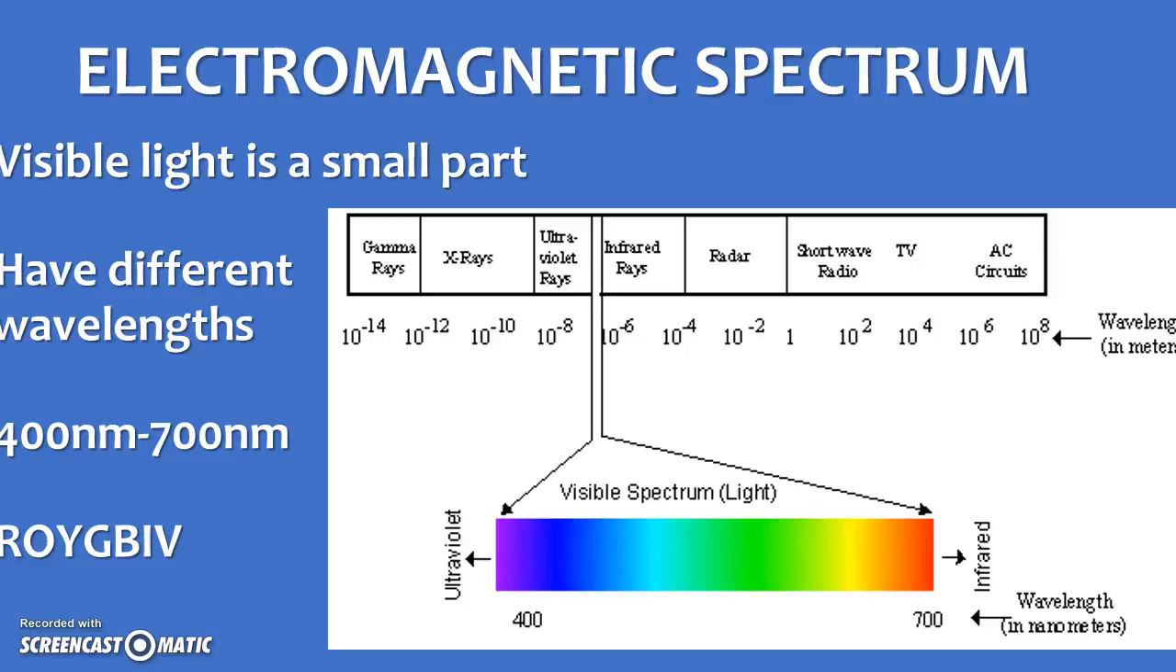Each color has a different wavelength that we see, and it falls in the rainbow colors, so red, orange, yellow, green, blue, indigo, or violet.